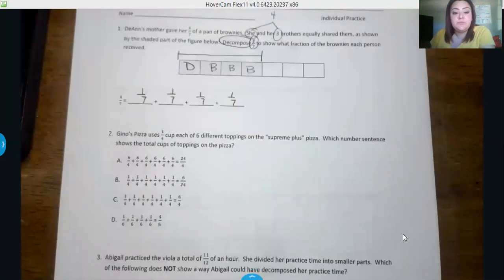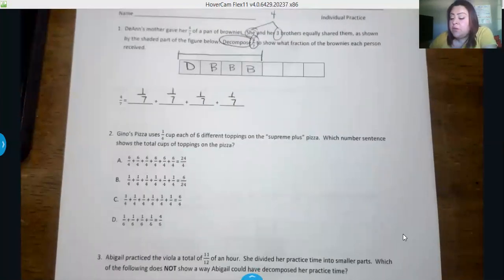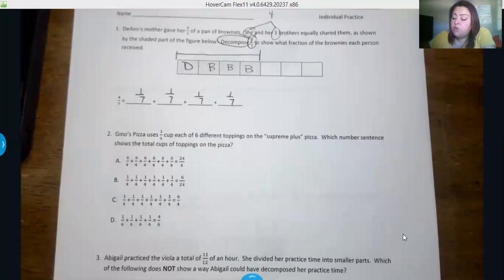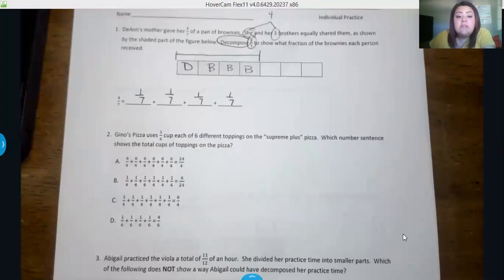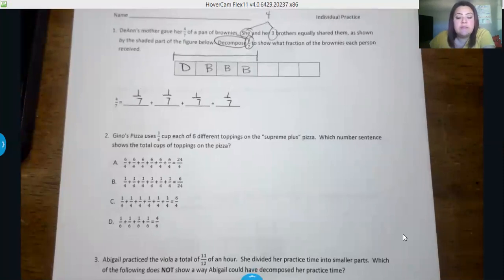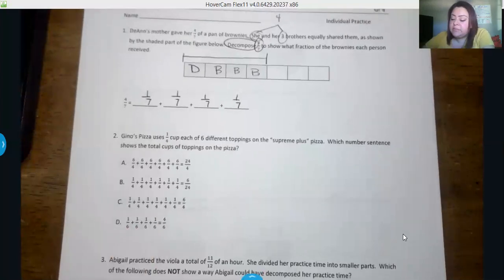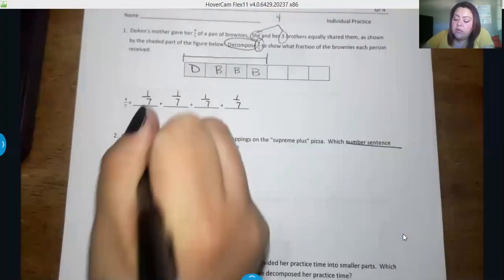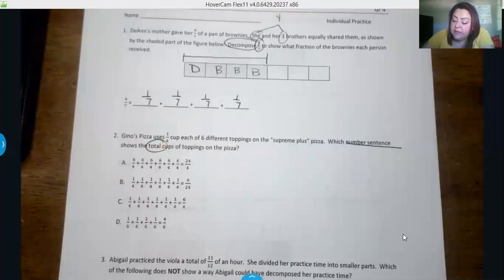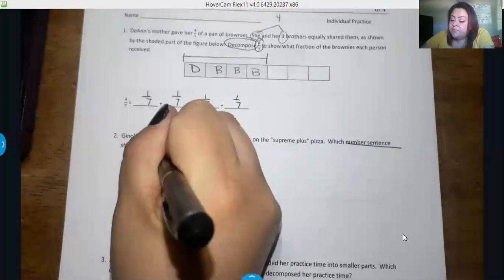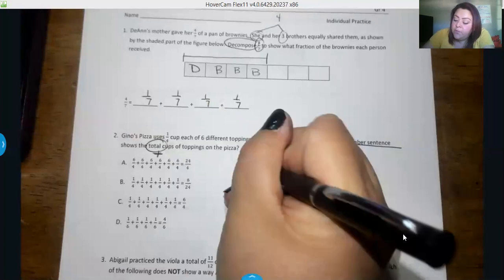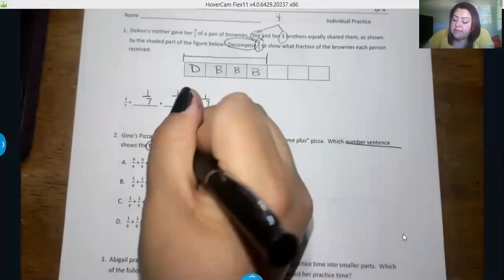Looking at number 2. Gino's Pizza uses 1/4 cup each of 6 different toppings on the Supreme Plus pizza. Which number sentence shows the total cups of toppings on the pizza? So just looking at this problem alone, I'm looking at some of our clue words. Even though I can see all this, I still want to search for those keywords that help us. So we're looking for, again, a number sentence which shows the total cups. When I see the word total, that tells me that I'm going to add. Okay, so they use 1/4 of a cup of 6 different toppings.